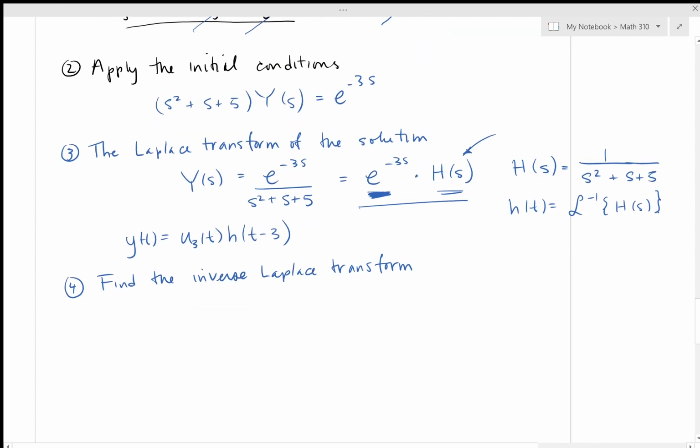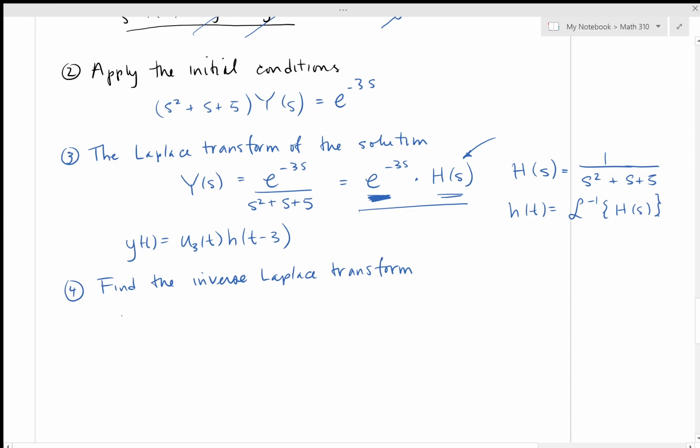Okay, so inverse Laplace transform of 1 over s squared plus s plus 5. Okay, so I'm noticing what I'm thinking. Okay, what am I going to do here?